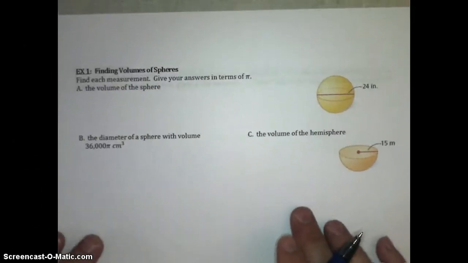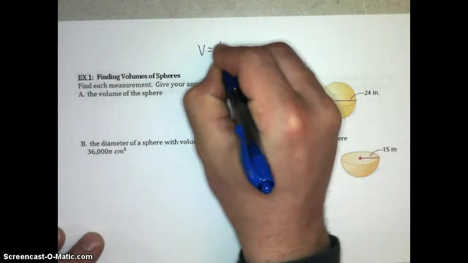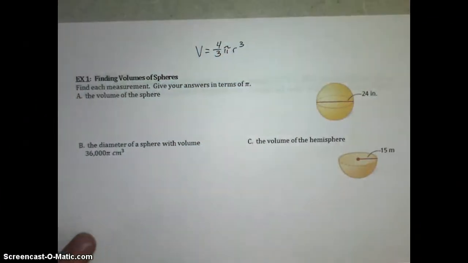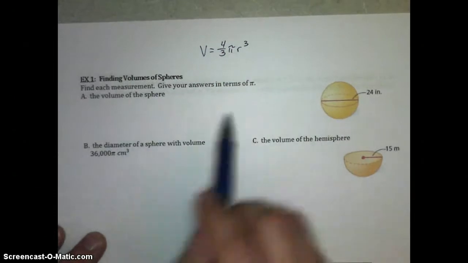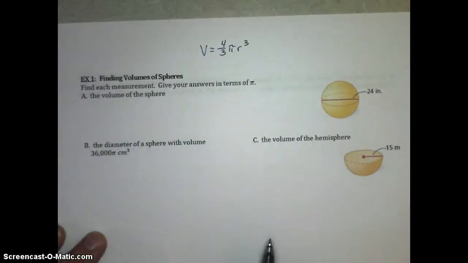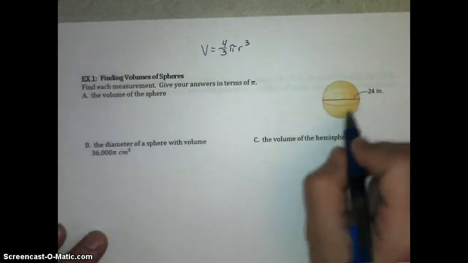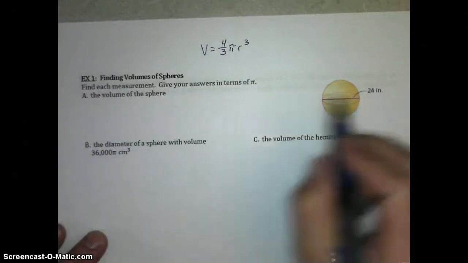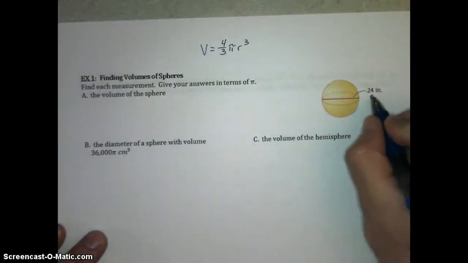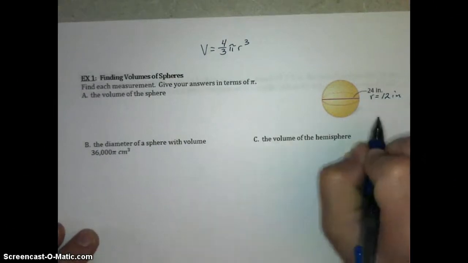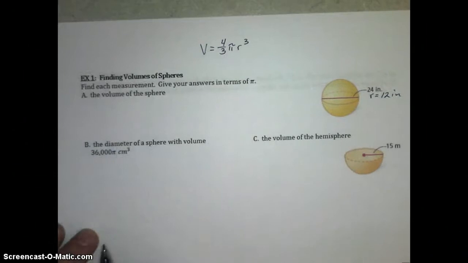So number 1, we're going to use that volume formula. Volume equals 4/3 pi r cubed, not squared. And we're going to find the volume of these different spheres, or in this case a hemisphere, for example, 1c. So for number 1, we need to find the volume of this sphere, giving our answers in terms of pi. Well, if the diameter is 24, we know the radius then is half that, or 12. So I'm going to let you use the radius of 12 and find the volume of that first sphere using that formula.